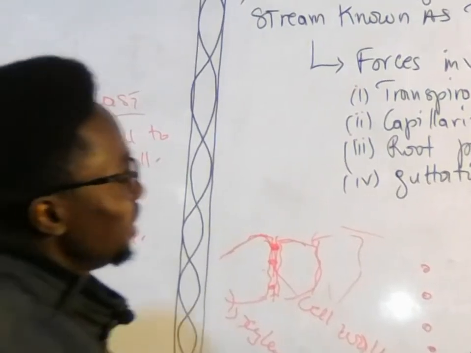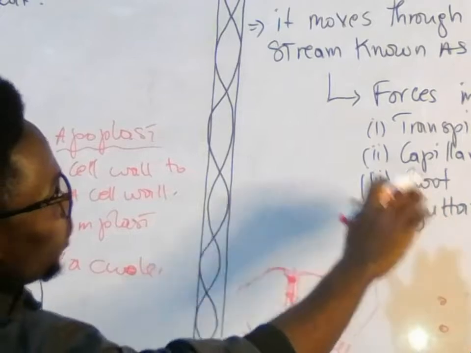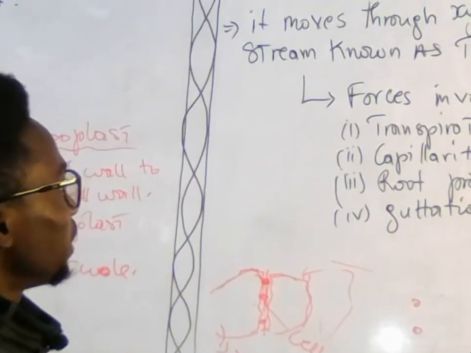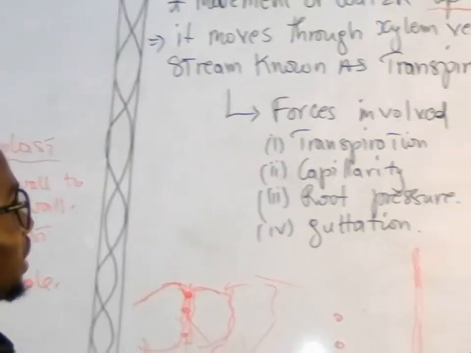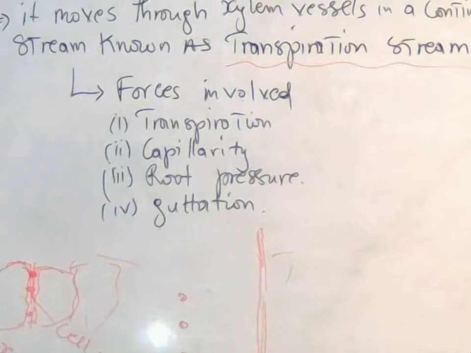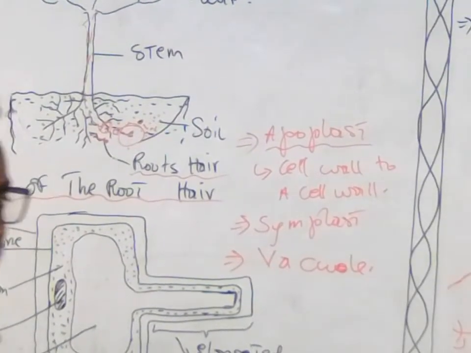Okay, so how do you call this continuous stream? This continuous stream is known as the transpiration stream.